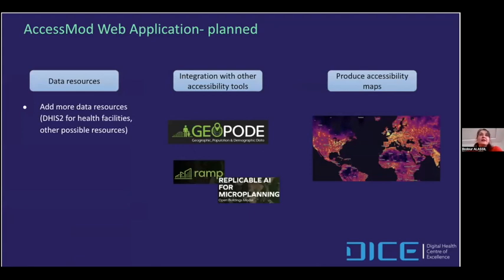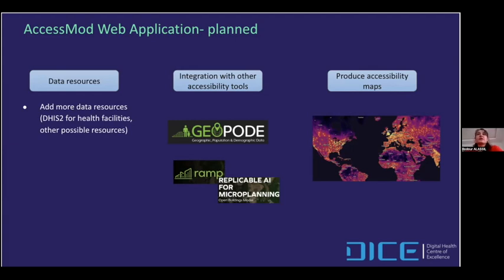Another planned idea is to get more data resources other than DHIS2 and other than for population as well. Maybe we can get some from Facebook. So we are investigating other data resources not only for health facilities, but also, most importantly, roads and other input data. We are planning as well to integrate the access mode with other accessibility tools such as GeoPoD and RAMP. So users can use the data from GeoPoD if it's applicable or accessible.